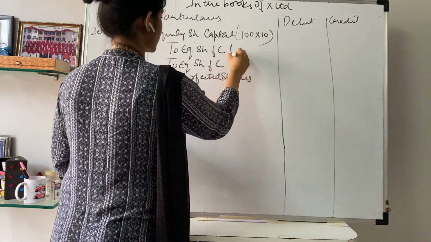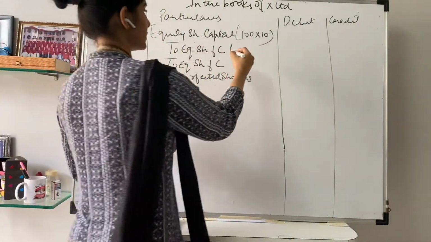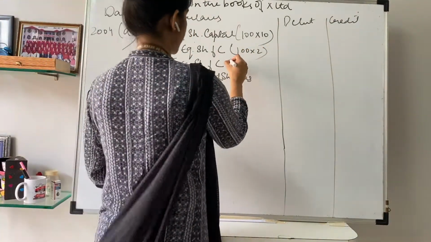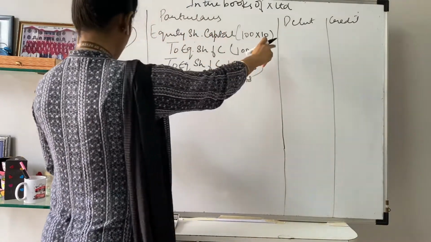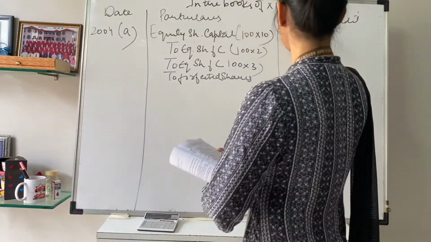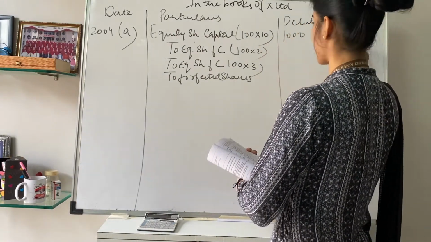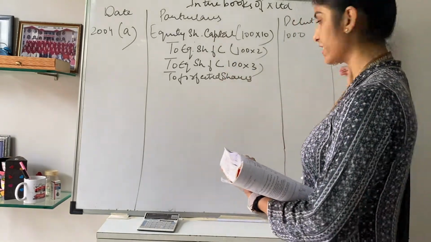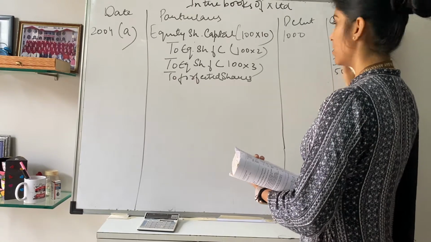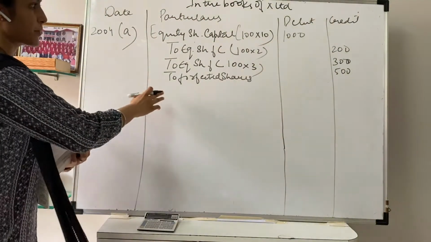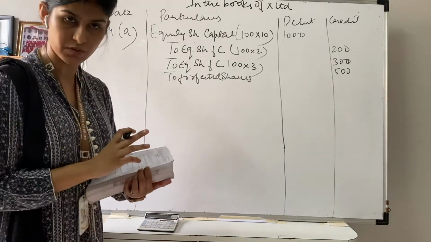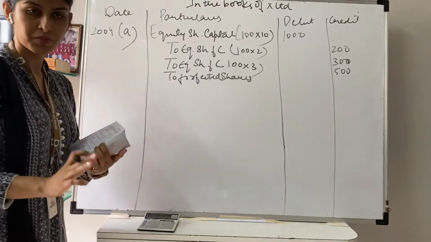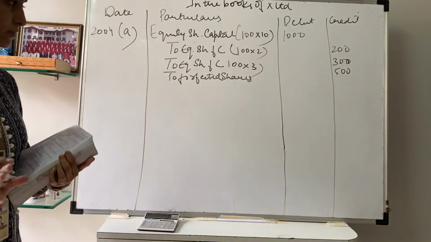We'll write the amounts also. For first call, your amount is 2 rupees, 100 into 2. For your final call, your amount is 3 rupees, 100 into 3. 100 into 10 will be your 1000. 100 into 2 will be your 200. 100 into 3, 300. The rest of the amount will go in the account of forfeited shares, that is your 500. You need to write the narration. I am not writing it: being the forfeiture of 100 equity shares of rupees 10 each, and non-payment of share first call and final call. This is the journal entry for forfeiture.